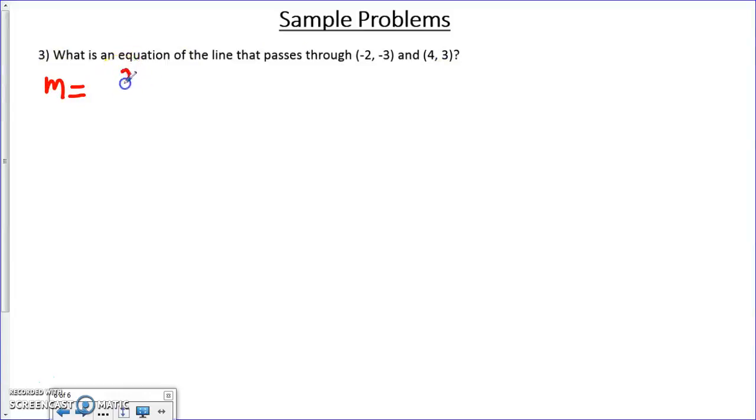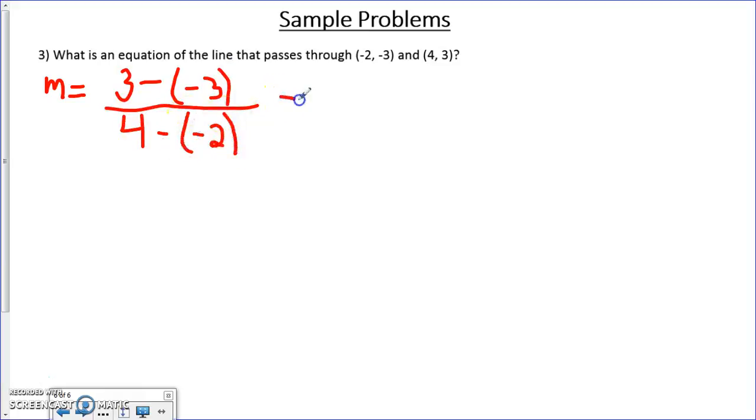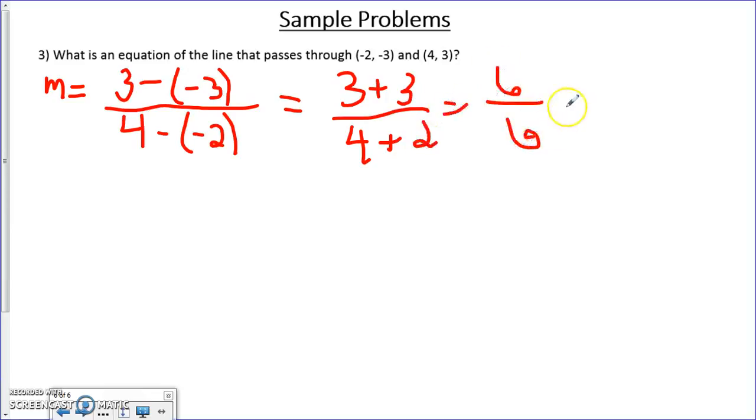y2 is 3 minus y1 is negative 3. So minus negative 3 all over x2 is 4 minus x1 is negative 2. So 4 minus negative 2. That turned into 3 plus 3 over 4 plus 2, which is 6 over 6, which is 1. So we have the slope.